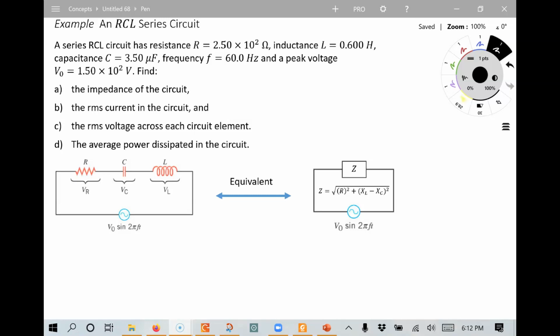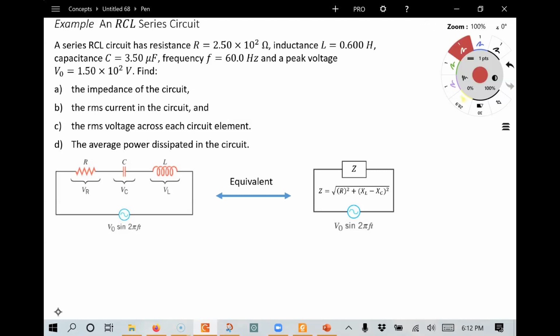In Part A, we're going to calculate the impedance of the circuit. What's the impedance of the circuit? That's the overall effective resistance. So if we think about the RCL, resistor, capacitor, and inductor in the circuit, each one of those separately and independently causes some resistance to the flow of current. We want to replace those with a single value of the total resistance. We call it the impedance to current flow. We label it Z.